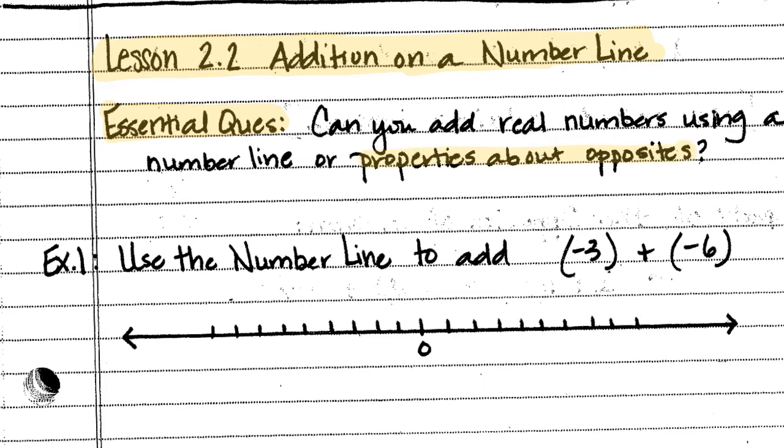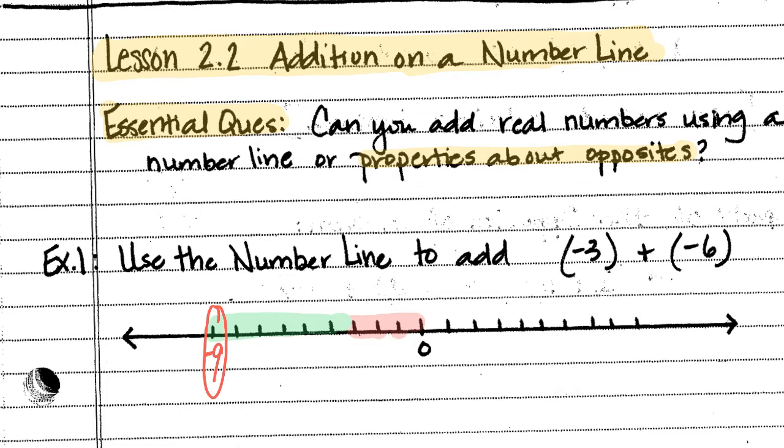So we're going to start talking about those opposite numbers, which we've talked about in other properties. All right. Example 1 says use a number line to add. We're going to start at -3. 1, 2, 3. So we go down to -3, and then we're going to go down 6 more. 1, 2, 3, 4, 5, 6. Where does that land us? That is going to land us at -9.